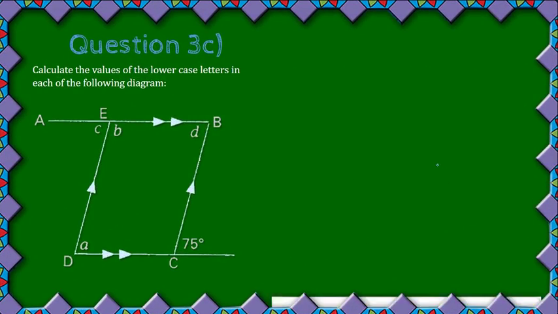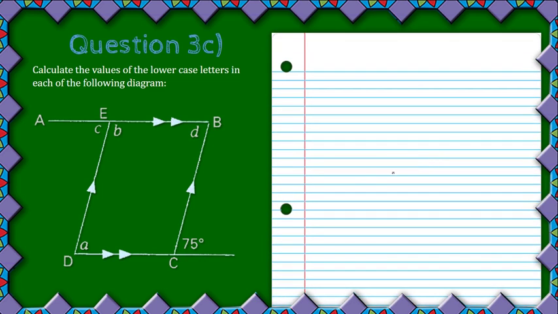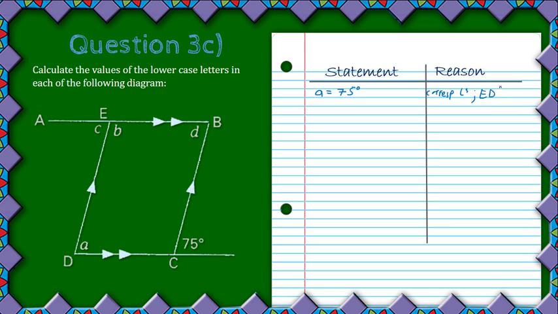Question 3c. Here we have A, B, C, and D to solve. Now, all of these are pretty easy. And the first one, A, is just corresponding angles. Since we are working with parallel lines here, so we can simply say that A is equal to 75 degrees. Corresponding angles, and I've got ED is parallel to BC.